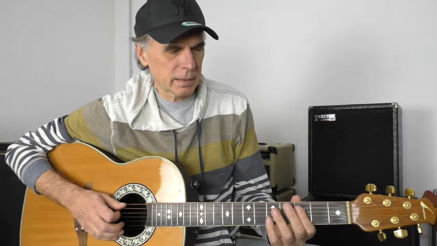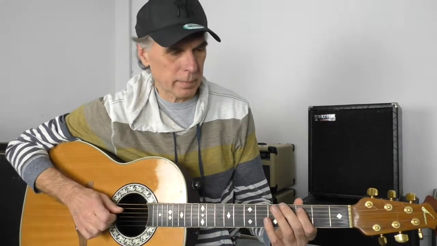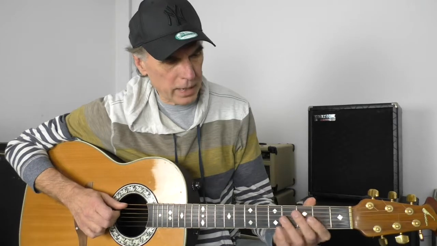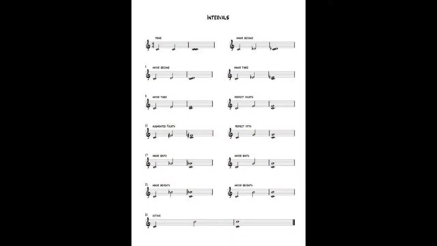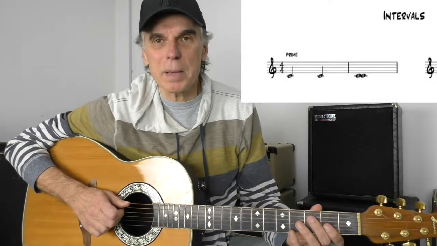First of all, what is an interval? The interval is the distance between two notes, and either they're being played one after the other, or they are played simultaneously. Both are called intervals. And there are 12 different intervals because we have 12 different notes. So let's start. From C to C, that's called a unison or a prime.